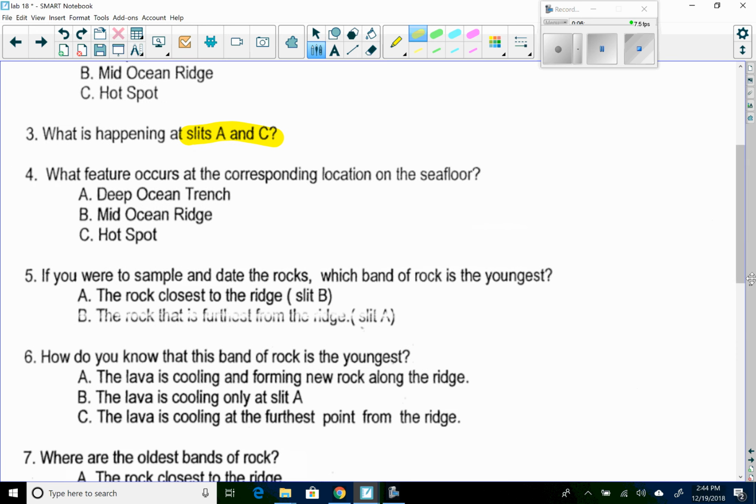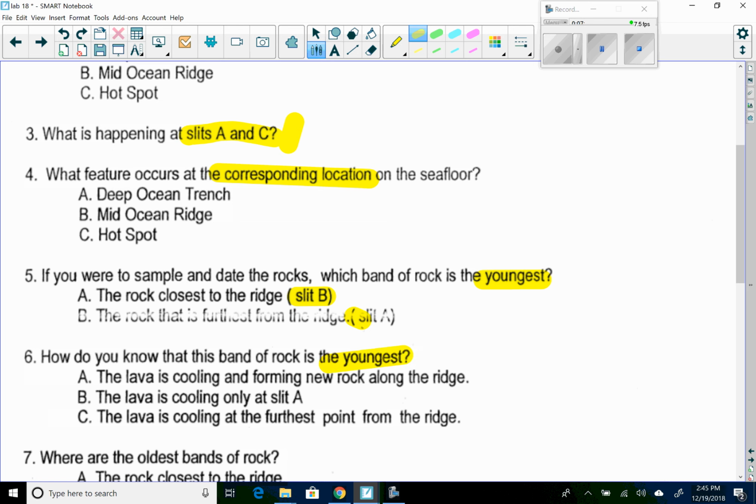Number 4, what feature occurs at the corresponding location on the seafloor? A, deep ocean trench. B, mid-ocean ridge. C, hotspot. Number 5, if you were to sample and date the rocks, which band of rock is the youngest? The rock closest to the ridge, slit B. The rock that is furthest from the ridge, slit A. Number 6, how do you know this band of rock is the youngest?